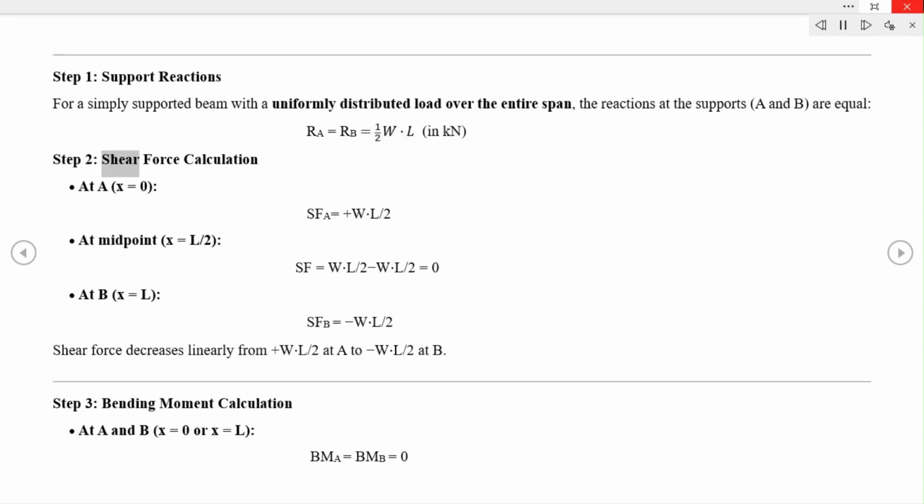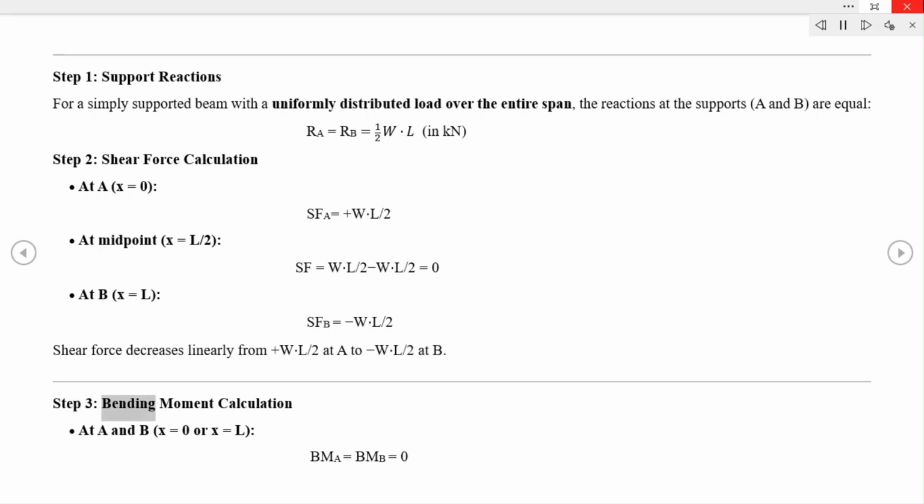Step 2, shear force calculation. At A, x equals 0: SFA equals plus WL/2. At midpoint, x equals L/2: SF equals WL/2 minus WL/2 equals 0. At B, x equals L: SFB equals minus WL/2. Shear force decreases linearly from plus WL/2 at A to minus WL/2 at B.